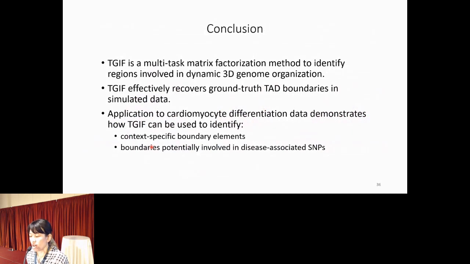So in conclusion, TGIF is a multitask matrix factorization method to identify regions involved in dynamic 3D genome organization. It effectively recovers ground truth TAD boundaries in simulated data, and we applied it to cardiomyocyte differentiation data to show that we can flag context-specific boundary elements, and also we hope to show down the road how it can be used to find link structure to variations that is associated with a disease.